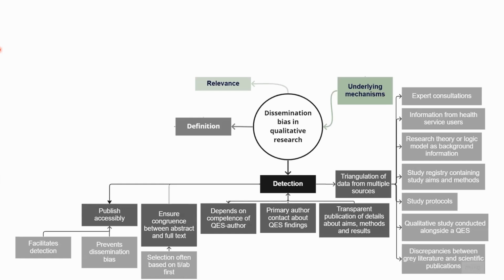We could also conduct a primary qualitative study alongside a qualitative evidence synthesis to understand if what we find in the qualitative evidence synthesis really aligns with what we find out in an original study. And what we should test for, if available, is discrepancies between grey literature and scientific publications of qualitative studies.